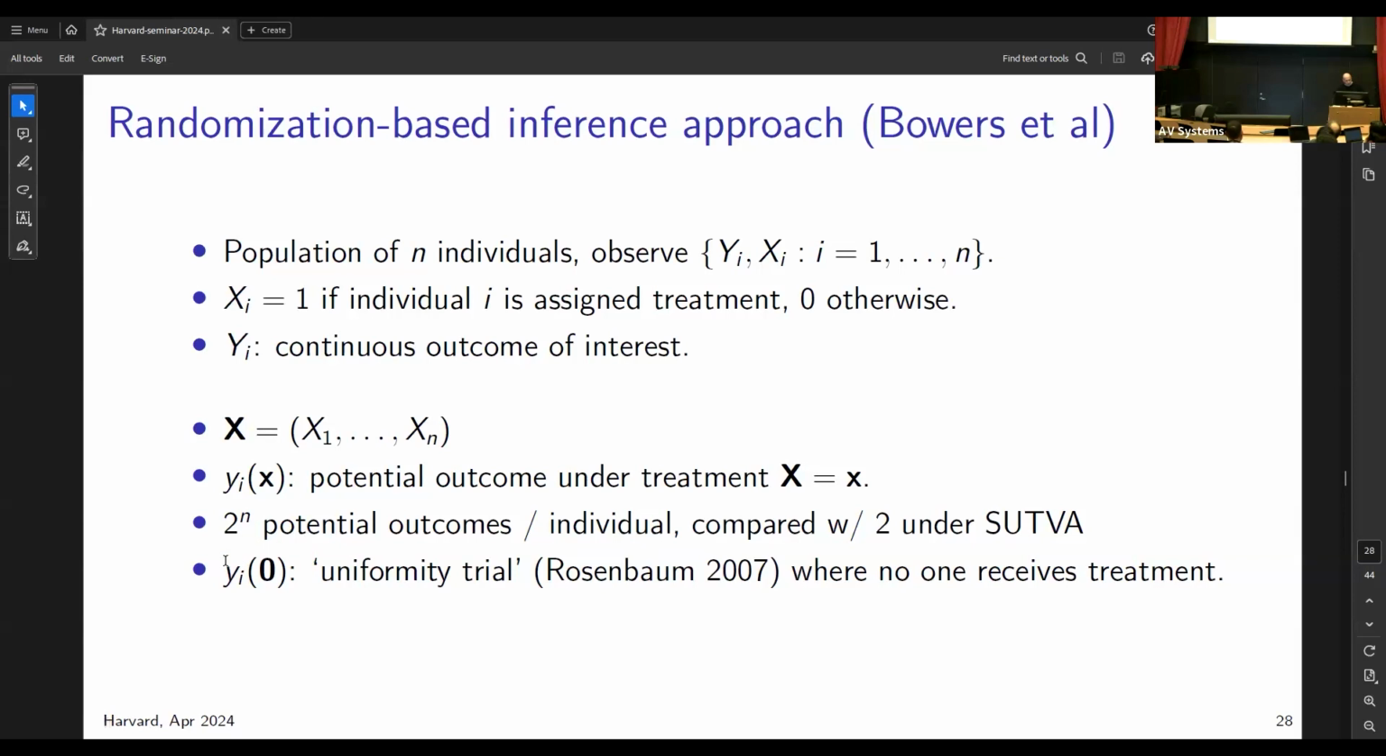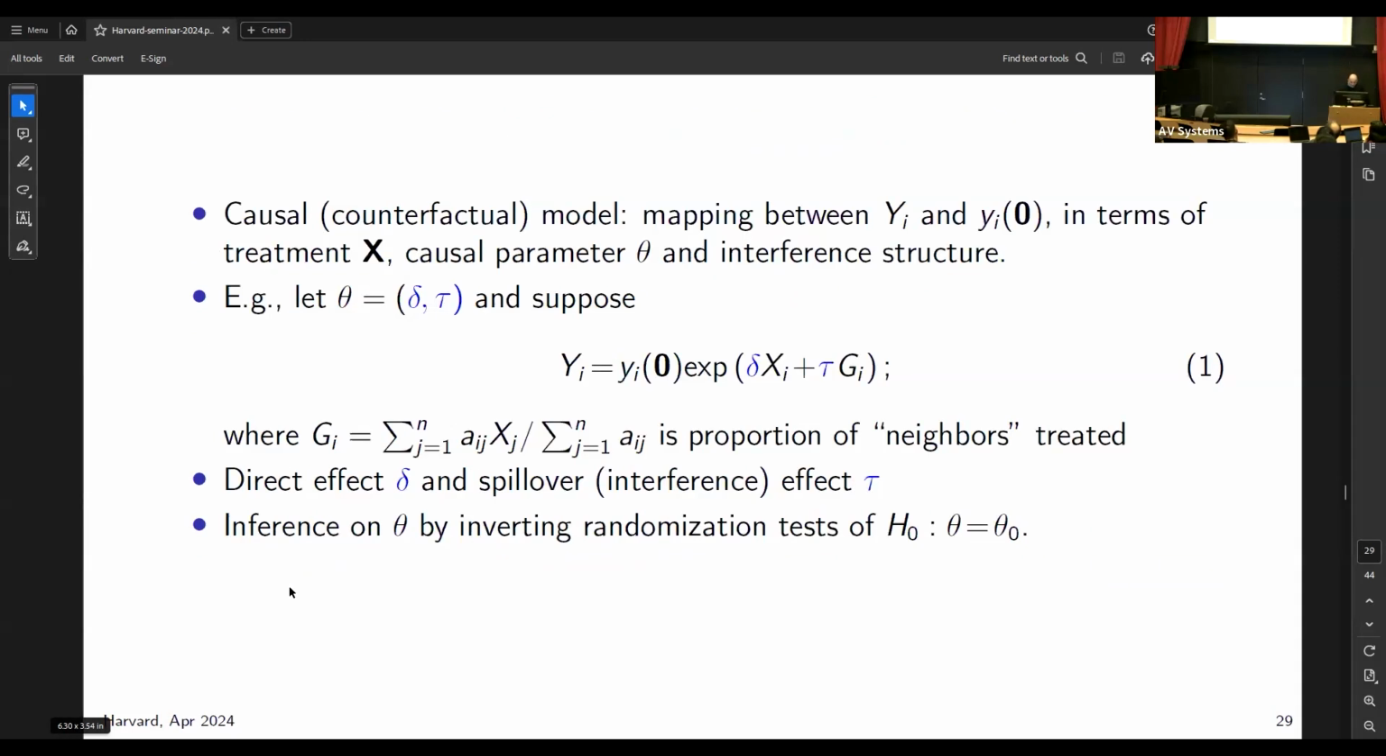One of the potential outcomes of interest that we'll focus on is Y of 0. Rosenbaum calls this the uniformity trial. So this is the potential outcome if no one got treatment. And then the way the Bowers et al. approach works is you posit a causal or counterfactual model that allows you to relate the observed outcome to the uniformity trial potential outcome. And this causal model can take different forms. I'm going to show you one simple one, but there are many different ones that are considered in the couple of papers by Bowers et al.